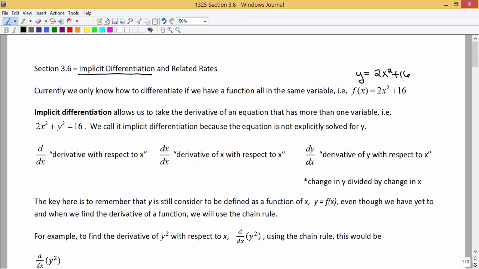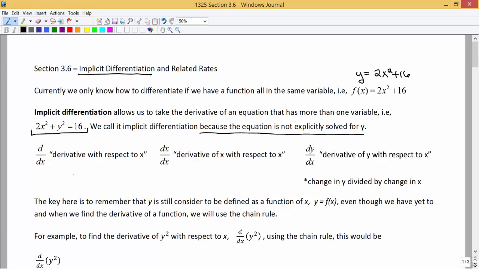Implicit differentiation allows us to actually take a derivative of an equation if we are not explicitly solved for y. So for example here, this equation is not solved for y. Y is mixed in, not written as a function, but it's just written as the variable y, and it is mixed in with the variable x. So we're going to use implicit differentiation to find the slope with respect to y, so the change in y with respect to x, if the equation is not explicitly solved for y. In other words, if y is not already by itself on one side.